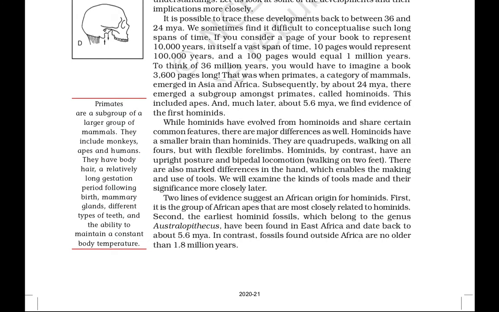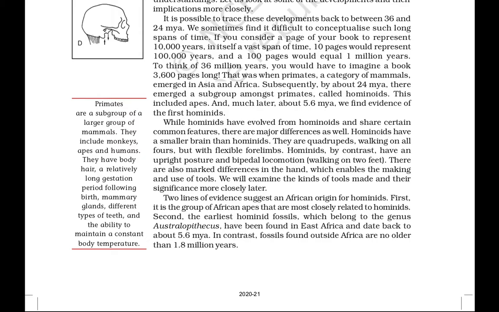While hominids have evolved from hominoids and share certain common features, there are major differences as well. Hominoids have a smaller brain than hominids. They are quadrupeds walking on all fours but with flexible forelimbs. Hominids, by contrast, have an upright posture and bipedal locomotion, walking on 2 feet. There are also marked differences in the hand, which enables the making and use of tools. We will examine the kinds of tools made and their significance more closely later.